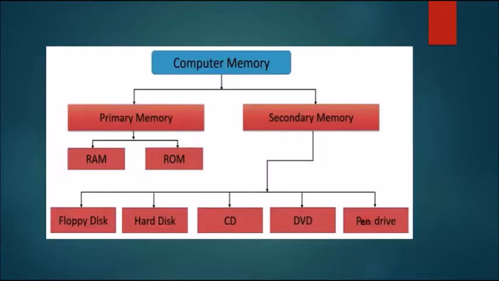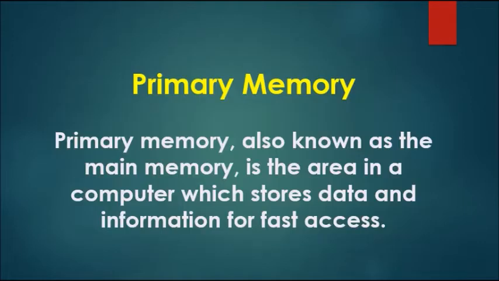So computer memory is basically of two types, primary memory and secondary memory. Primary memory is again divided into two types, RAM and ROM. Today we will be discussing primary memory, RAM and ROM. Primary memory is also known as main memory. It is basically the area where the computer stores all the data and information for fast access.